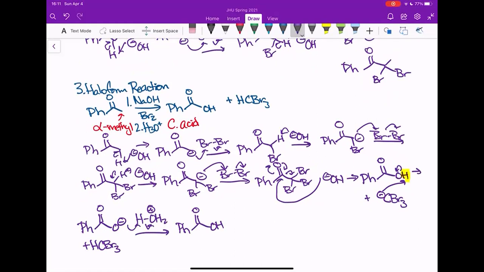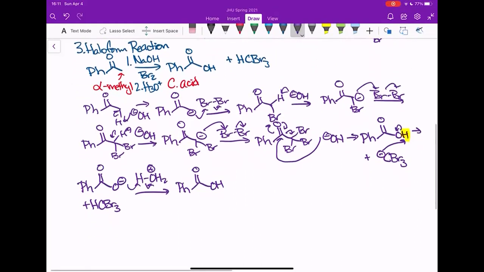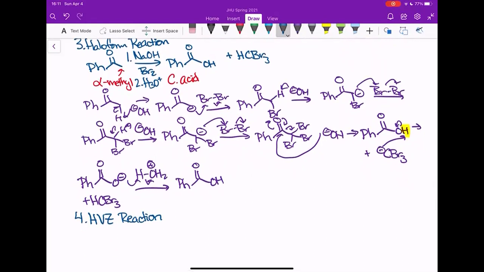I'll leave this up for just a little bit longer, but the next reaction that you'll need to know in this section is the HVZ reaction. And I honestly could not tell you what it stands for. So that's fine. But in your HVZ reaction, your starting material will be a carboxylic acid.